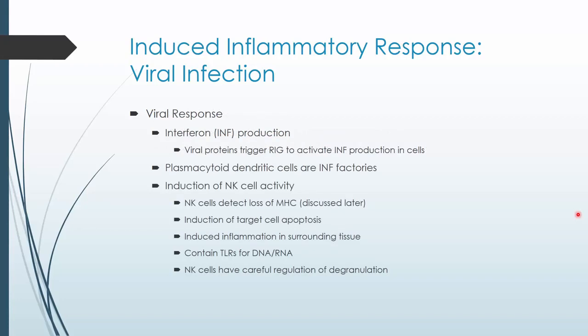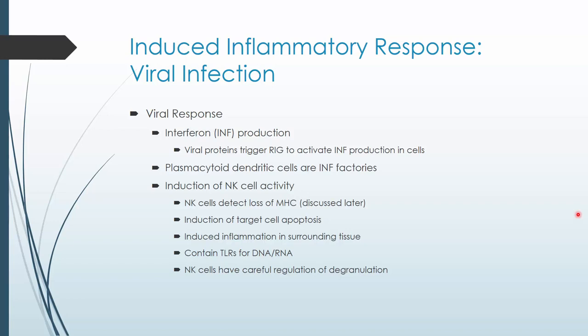The first one is the interferon response pathway. If a cell detects virus protein within it using RIG receptors, it'll activate interferon production. Interferons essentially just tell the cell and all cells surrounding it, hey, there's a virus, watch out. And they essentially are going to make the environment of the cell inhospitable.